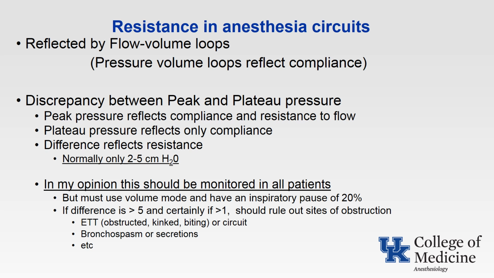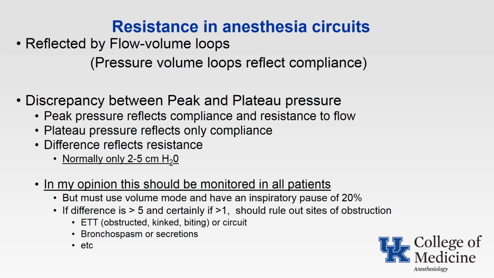Resistance in anesthesia circuits can be reflected by flow volume loops, which we can obtain on our modern anesthesia machines, or notably by a discrepancy between peak and plateau pressure. The peak pressure reflects compliance and resistance, while the plateau pressure reflects only compliance. Therefore, the difference reflects resistance. Normally, this is only 2 to 5 centimeters.